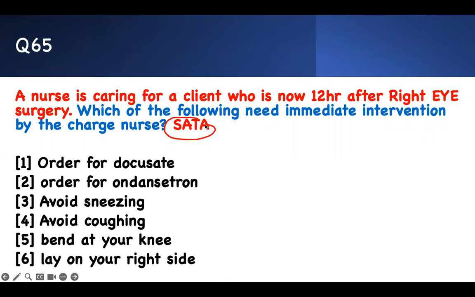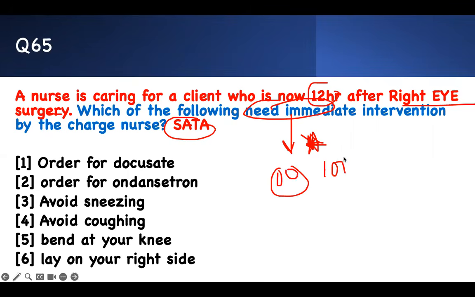Select all that apply. A nurse is caring for a client who is now 12 hours after right eye surgery. Which of the following need immediate intervention? You see, I keep on underlining because you can go wrong. You had surgery in your right eye. The key is to prevent increased intraocular pressure. Try to make sure it's less than 20. Therefore, I don't want you to strain.